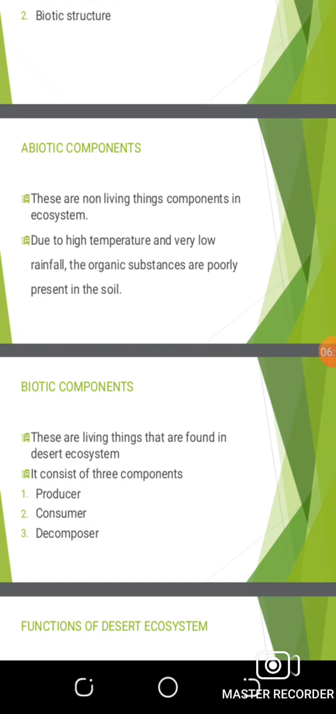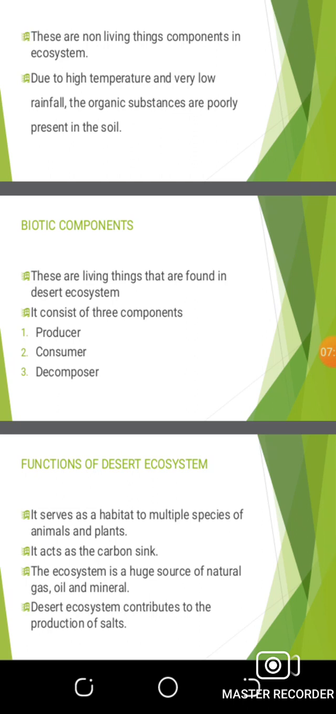Lastly, we have decomposers. Decomposers are organisms or living things that depend on decayed materials or dead animals to survive. We can talk about milkweed or the Sahara silver ant, and flies, insects that feed on decayed plant materials. So I have explained the two structures of desert ecosystem, which are the abiotic components, or non-living things, and the biotic components, which are also called living organisms. Let's go to the last part, functions of desert ecosystem.